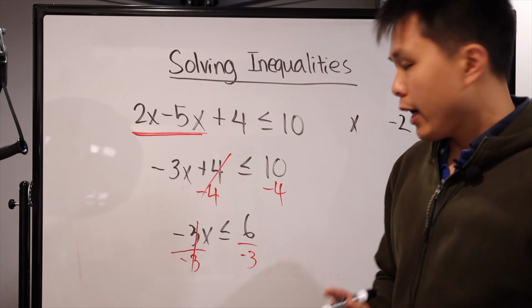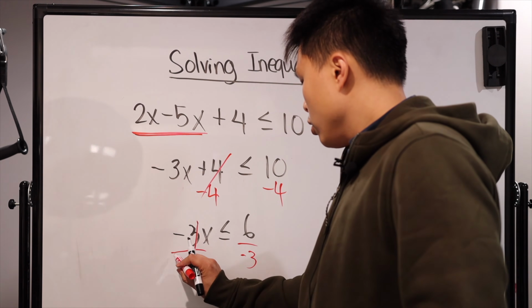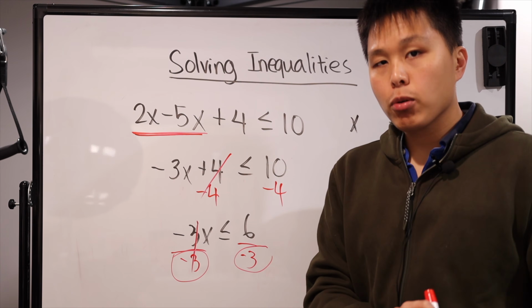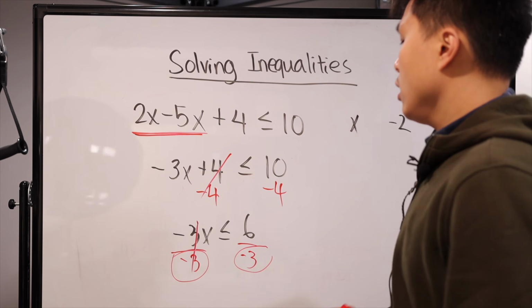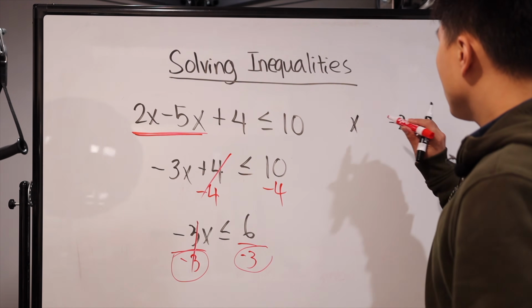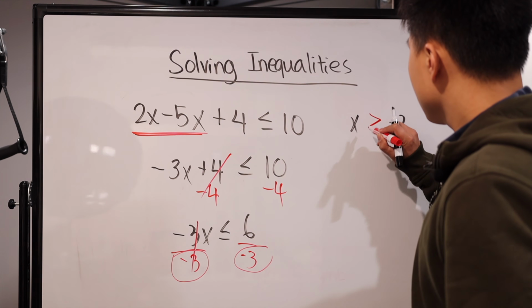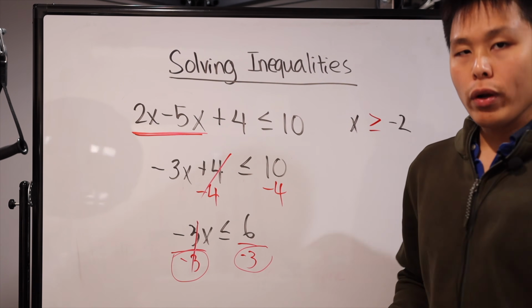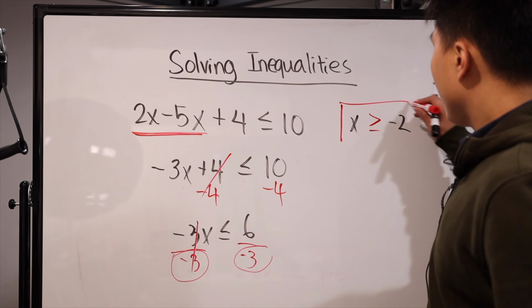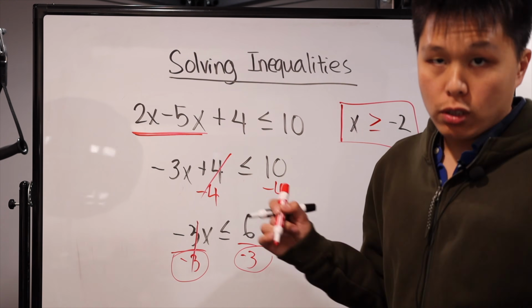Now, here's the caveat. I want you to pay attention. Notice that we are dividing by a negative number on both sides. So this is a less than or equal to, right? Now we have to change it to greater than or equal to, right? That's the best way to remember so that you have the correct answer. If you don't change it, the answer is going to be incorrect.